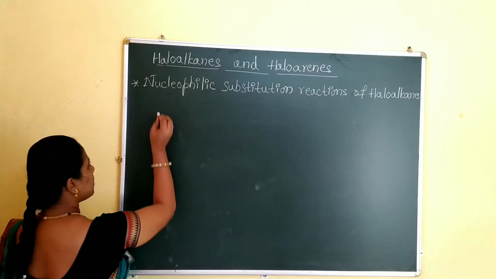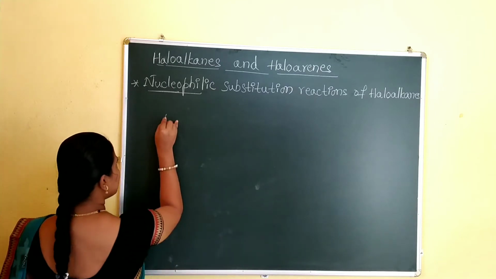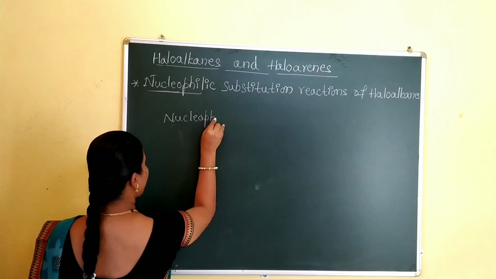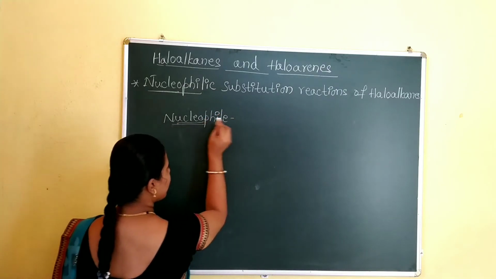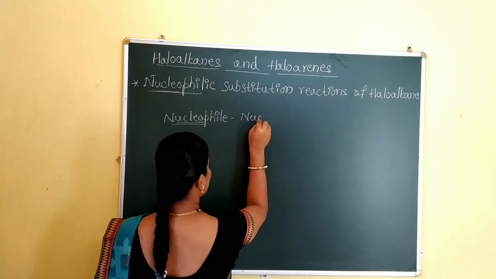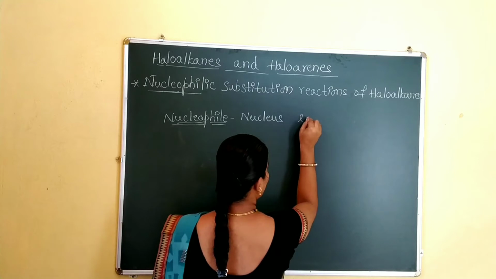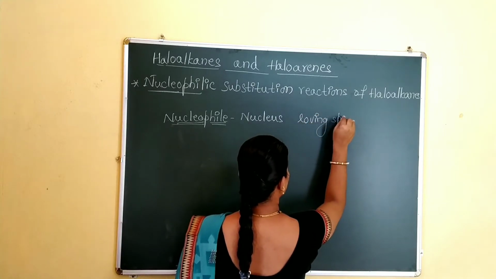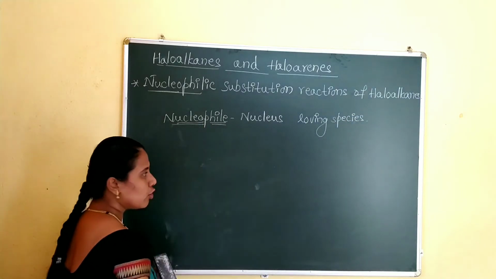See here, first thing is what is nucleophile. Nucleo means nucleus. Phile means loving. Nucleus loving species. Nucleus loving species are called nucleophiles.